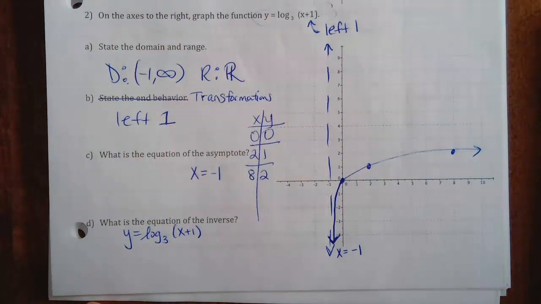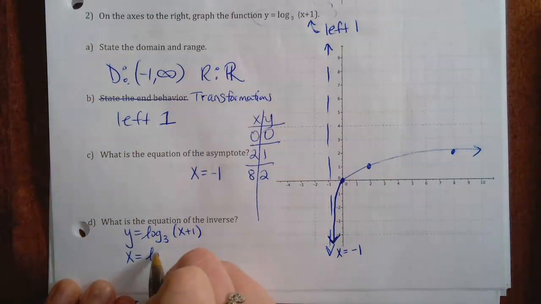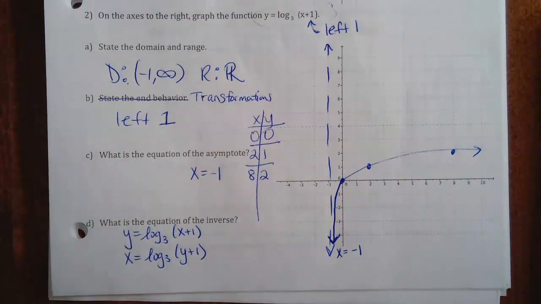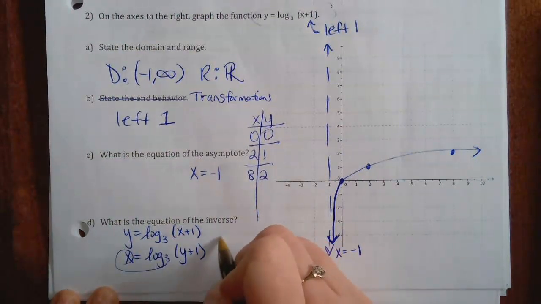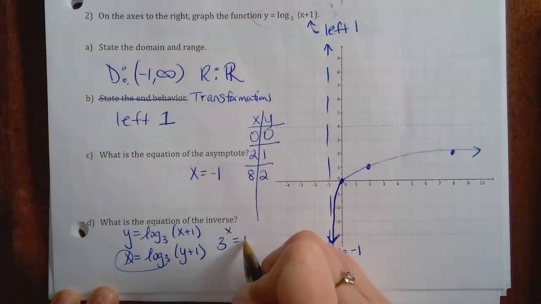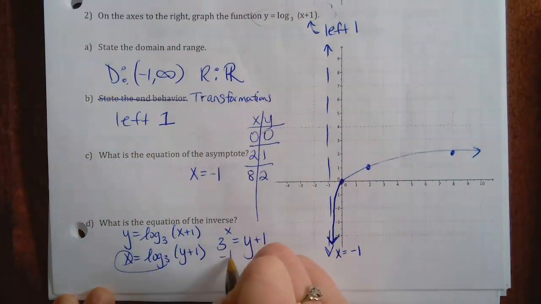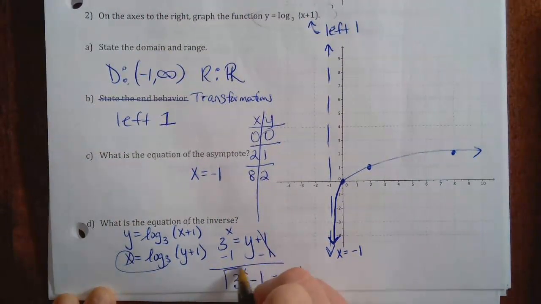That's our original. When we are trying to find the inverse, step 1 is always to switch your x and y. Since this is a log, we can lasso a log, so I'm going to loop that up there. 3 to the x is equal to y plus 1. The log goes away. We want to solve for y, so I move that 1 over. So we have 3 to the x minus 1 is now representing our inverse.